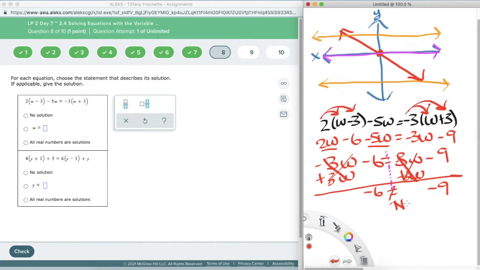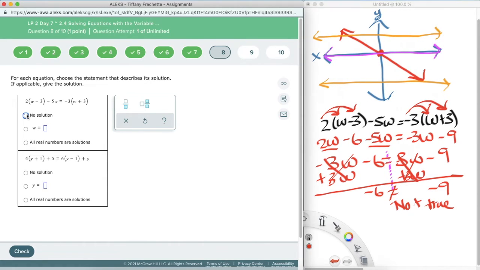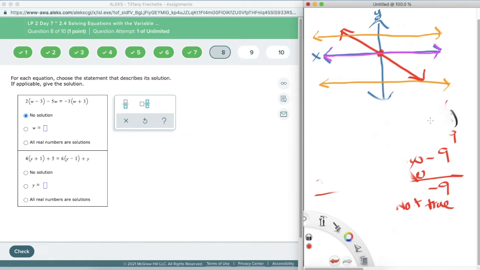And what this means is no solution. It's kind of one of the weird answers, but it doesn't actually give us anything. That's not a real solution. Negative 6 does not equal negative 9. So we just simply click no solution there. Let's look at the second one here. And again, what that means is the line is not touching the x-axis in any way.